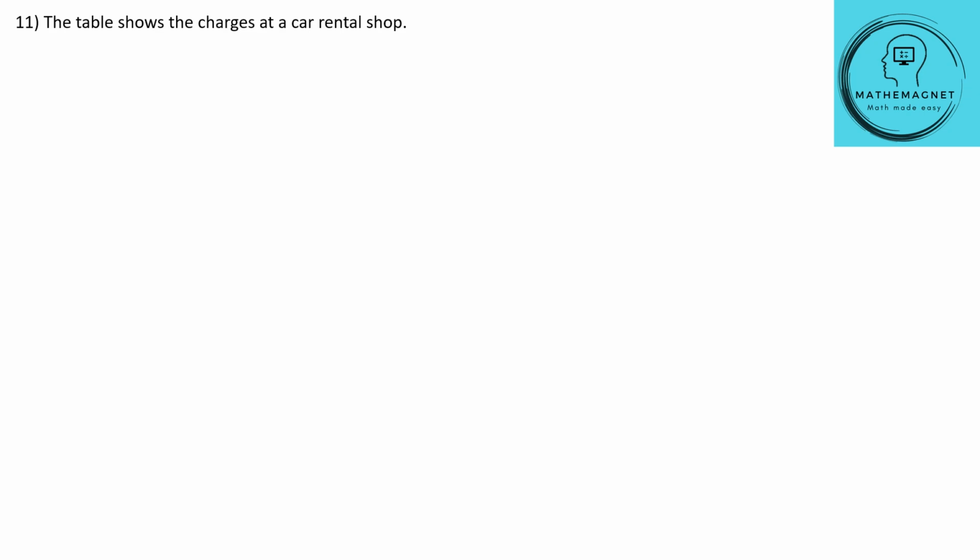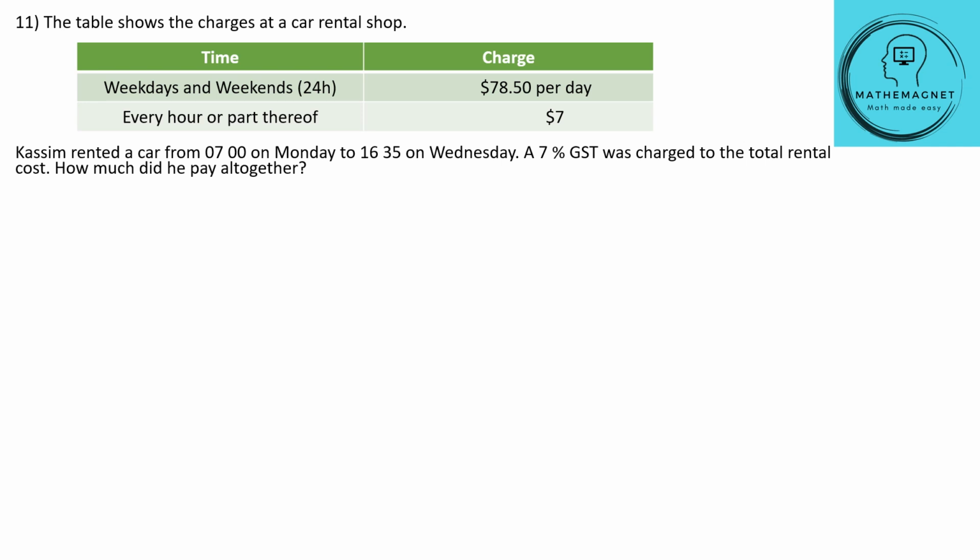Let's look at the next question, question number 11. The table shows the charges at a car rental shop. Now this is the table. Kasim rented a car from 7 a.m. on Monday to 16:35 on Wednesday, which is 4:35 p.m. on Wednesday. So 7% GST was charged to the total rental cost. How much did he pay altogether? Now the table shows that for weekdays and weekends, that is for every weekday and weekend, that includes 24 hours for each day, it is $78.5 per day. Now every hour or part thereof is $7. So let's see how to go about it.